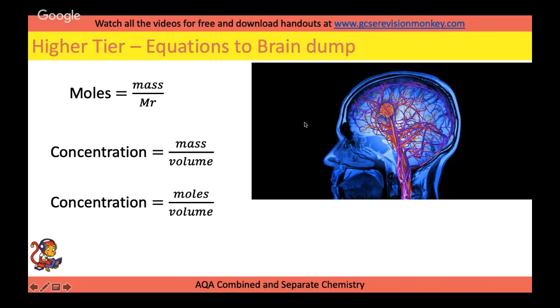So these 3 equations then, for those of you worried about the calculations tomorrow, these 3 are going to come up in some form or another, maybe both of them together. But moles equals mass over Mr, concentration equals mass over volume, and concentration equals moles over volume. So the units we'll go through as we go through each equation.